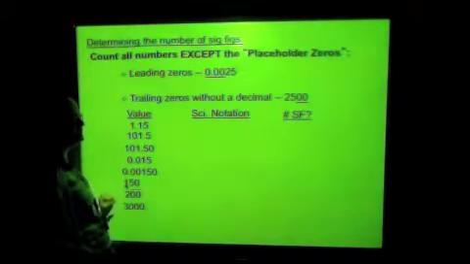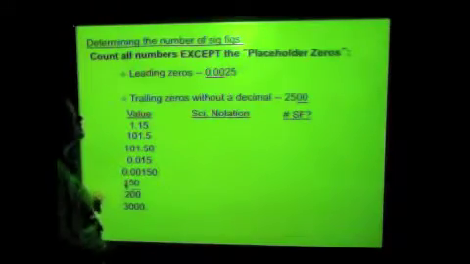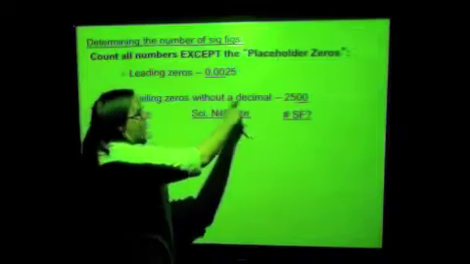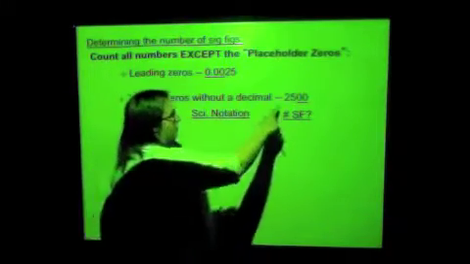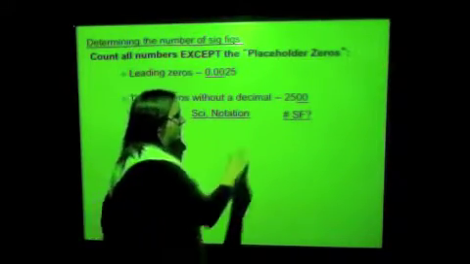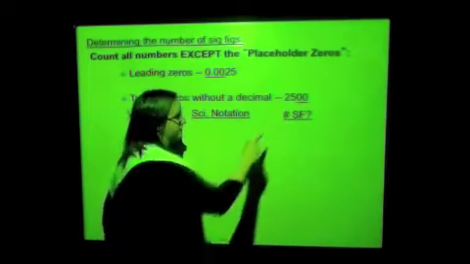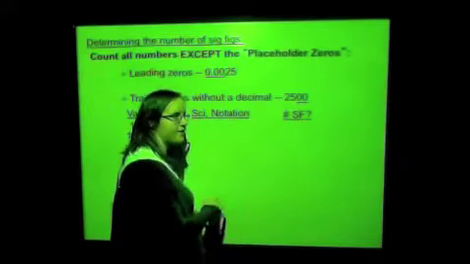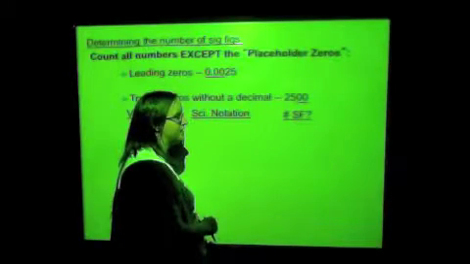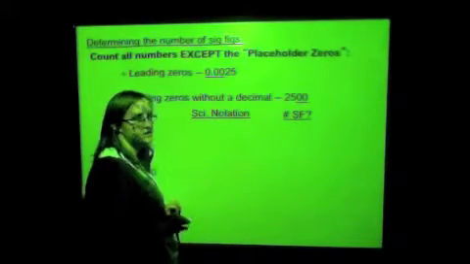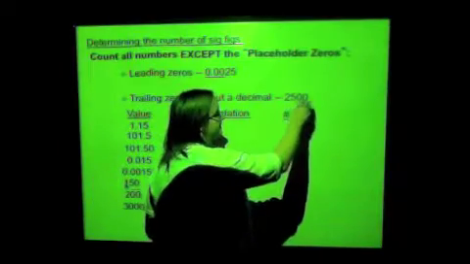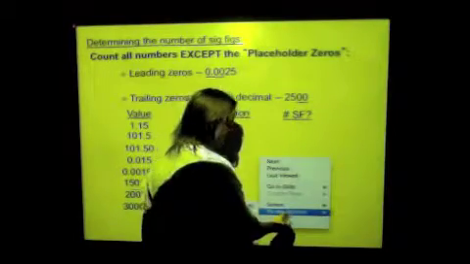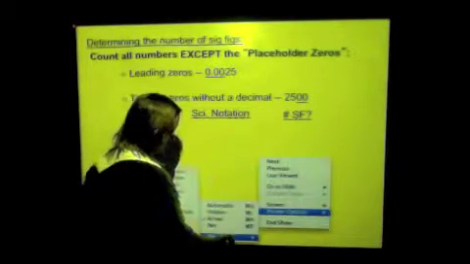Then you have trailing zeros without a decimal. You never count leading zeros, and you never count trailing zeros without a decimal. So in 2,500, the 2 and the 5 are significant. The zeros are not. They are simply there to put the 5 in the hundreds spot, and that is it. Now, I can simply change this number to 2500 with a decimal, and that would change the number of sig figs.